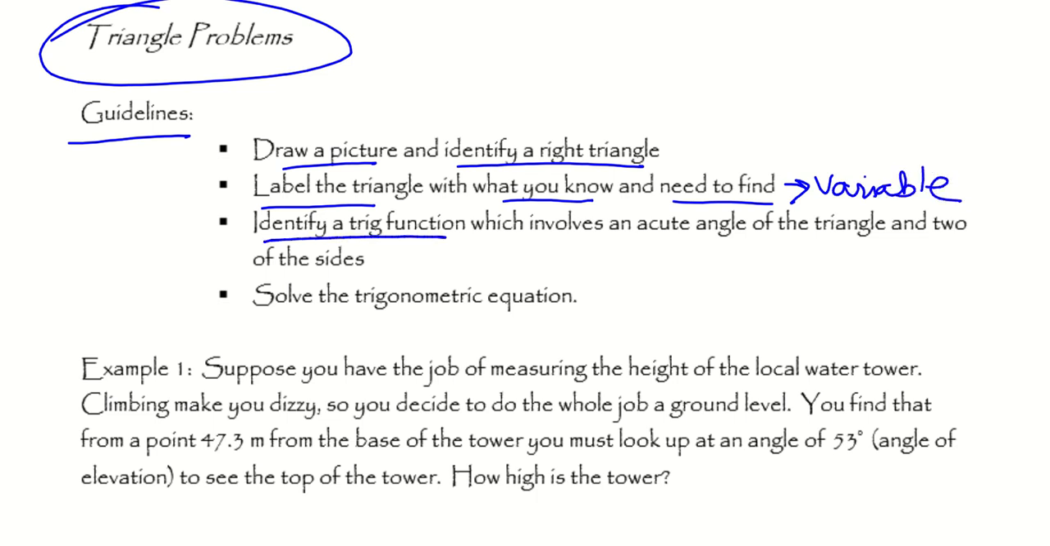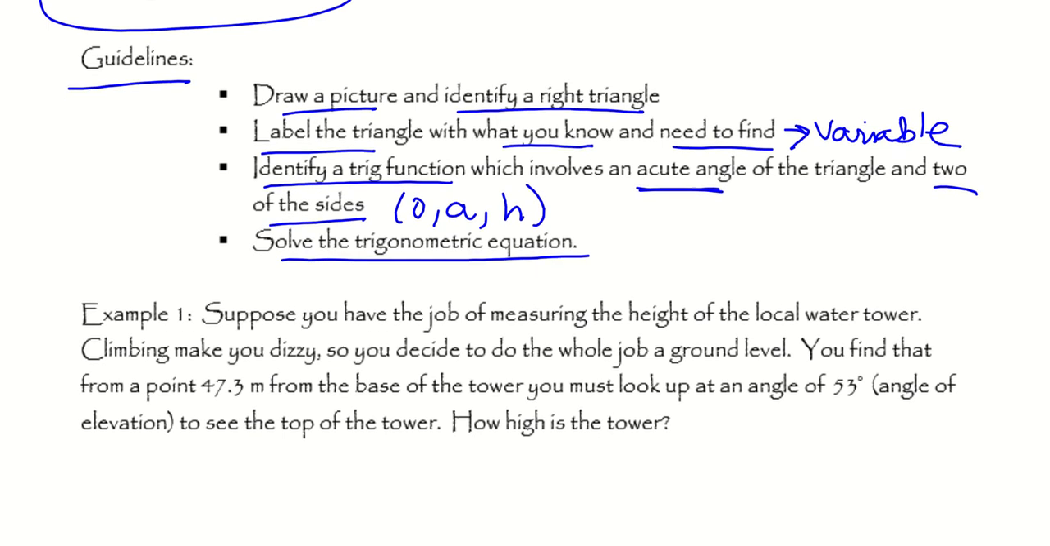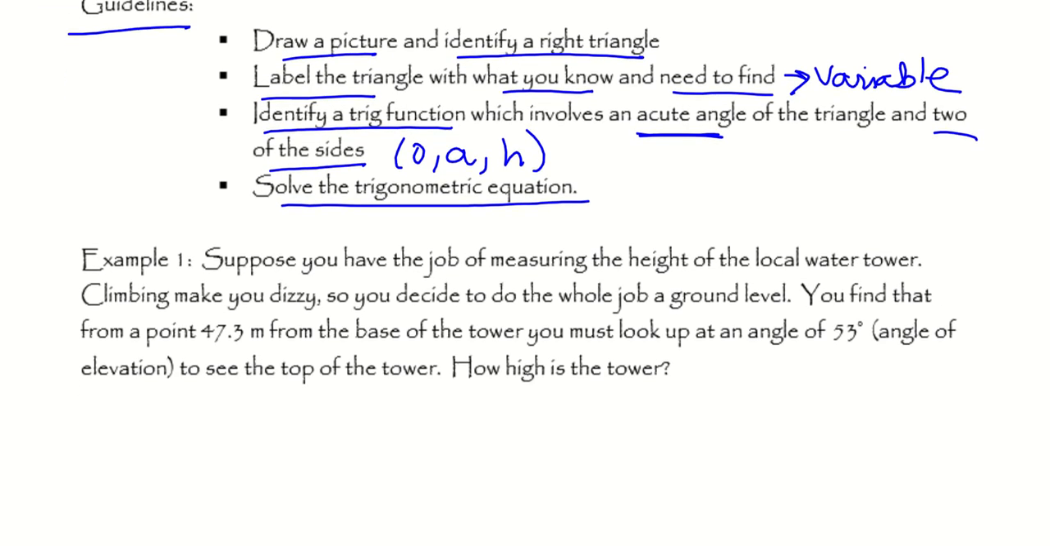You need to identify a trig function which will involve an acute angle of your right triangle and 2 of the sides: an opposite side, an adjacent side, and possibly the hypotenuse, so 2 of those 3. Then you're going to solve that trigonometric equation using the things we've learned. If you follow those guidelines, these problems are not difficult. I think you're going to enjoy them.